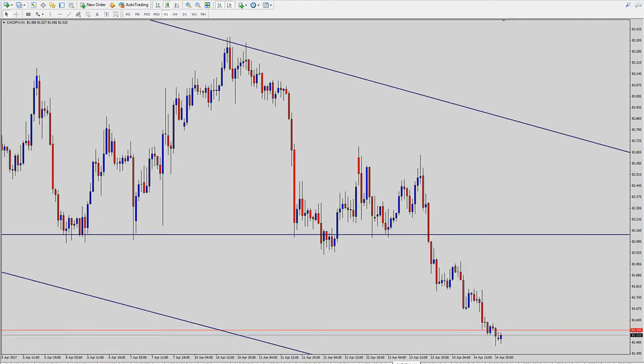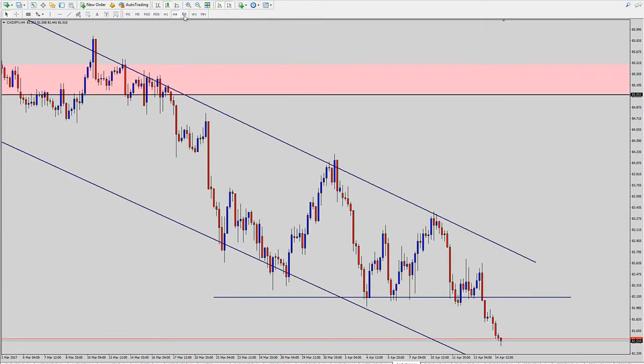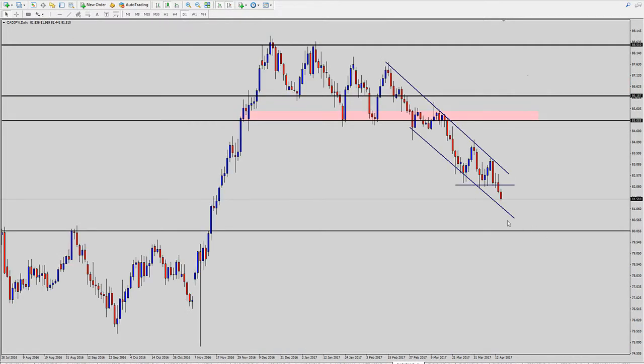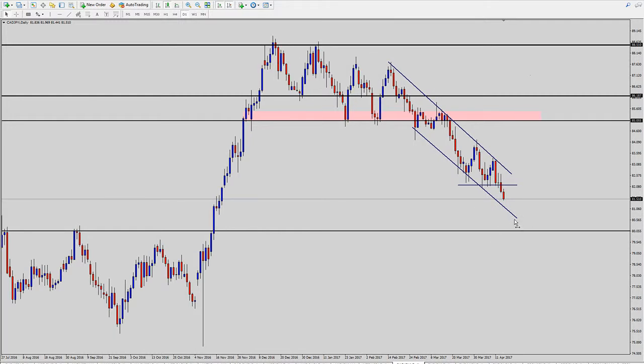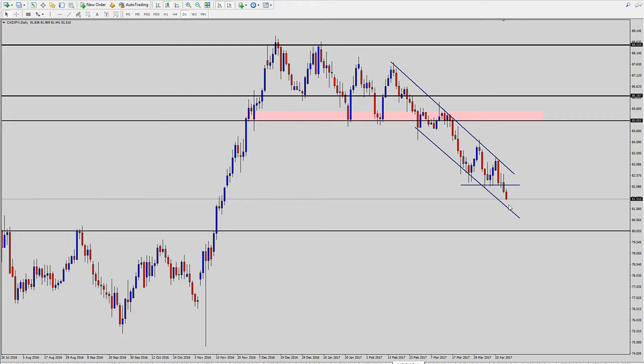Next up we have is CAD JPY on a daily chart. And what we're really looking for is a continuation downward all the way down to the 80.55 zone.